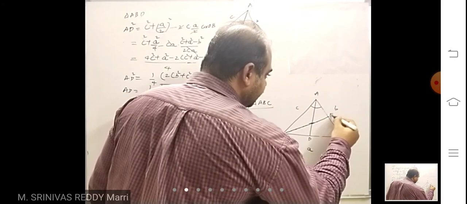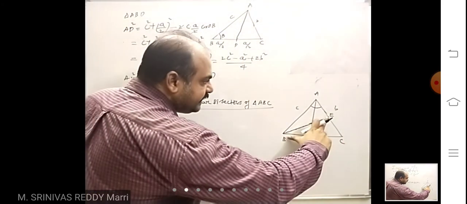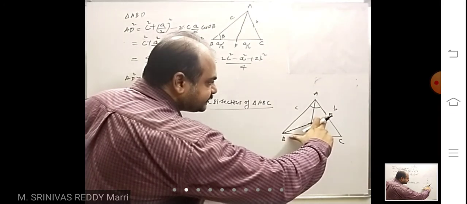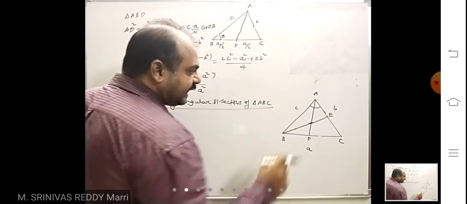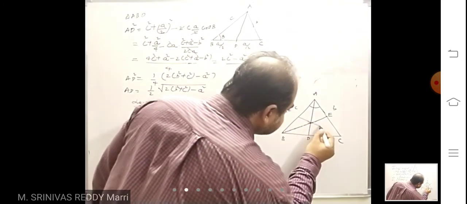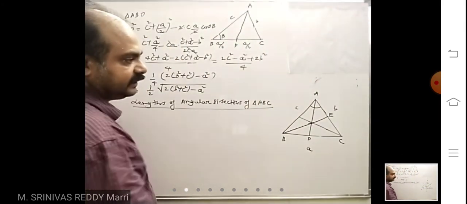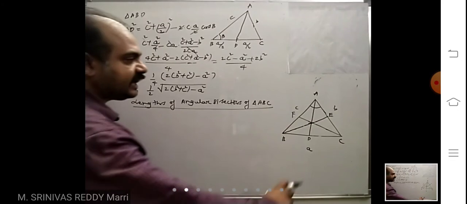So let us say it meets CA at E. This BE is called the length of the angular bisector bisecting angle B, from this point to this point. Now I am drawing the angular bisector passing through C. Let us say this is CF. Now these are the lengths.